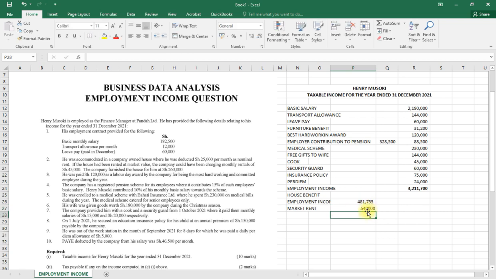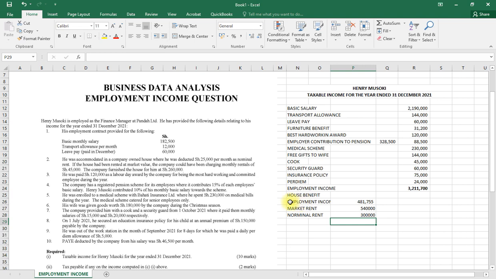So we normally take between these two, whichever is higher. So the higher one is the market rent, so that we had a nominal rent. These are amounts that the employee pays, but they are less than the market value, the amounts deducted to maintain the house, just a small amount compared to the market. So he was accommodated in a company owned house where he was deducted 25,000 per month as nominal rent. So this one will be 25,000 by 12 for the whole year. The amount deducted was 300,000.